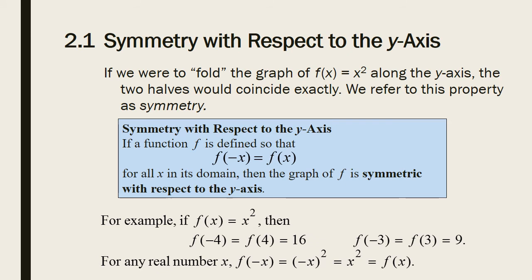For example, you have f of x equals x squared. Well, f of negative 4 is 16, and f of positive 4 is 16. F of negative 3 is 9, f of positive 3 is 9. Anytime you put an x value into a function that is symmetric about the y-axis, you will get the same y value for that x as you will when you put in the negative of that x value.